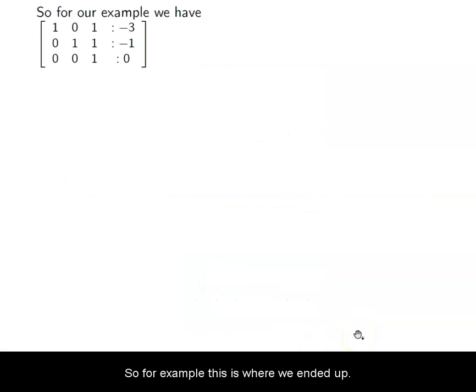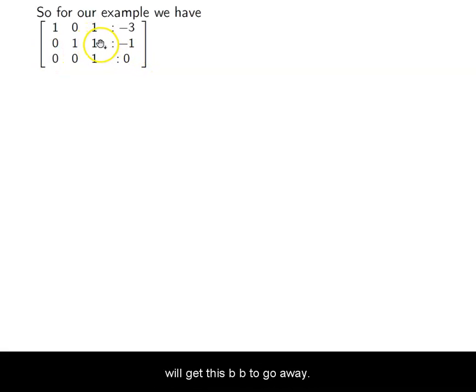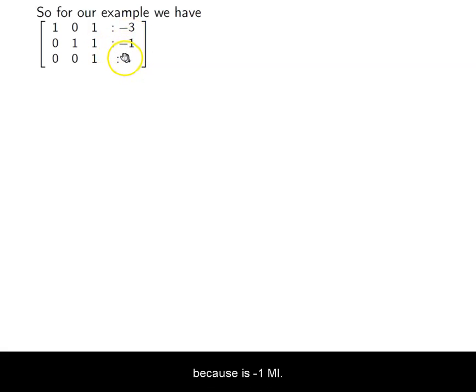Okay. So for example, this is where we ended up. I will move to my backwards phase. This is a 1, so it's going to be really easy. I'm going to take row 2 and subtract row 1 from it. That will get this value to go away. This will stay the same. This one actually stays the same because it's -1 minus 0. Okay. So, or I guess I'm starting at the top.